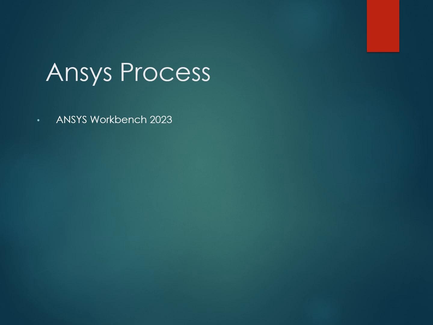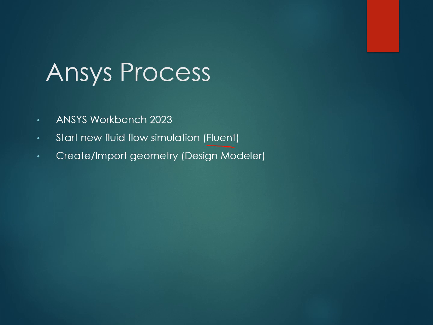In order to create our simulations, we'll be using a suite of software from ANSYS. Primarily, we'll use a program called ANSYS Workbench, which acts as a front end for all of the other subprograms and solvers that are included within it. Primarily, we'll use one called Fluent. So we'll start a new fluid flow simulation with that program. We'll need to use a program called Design Modeler to create our geometry. So we're going to start out with a very simple two-dimensional box for this one.